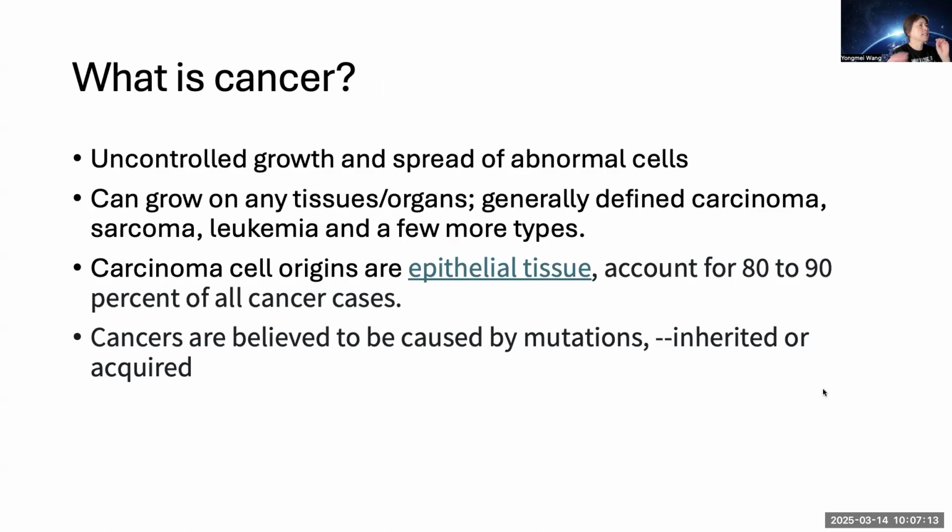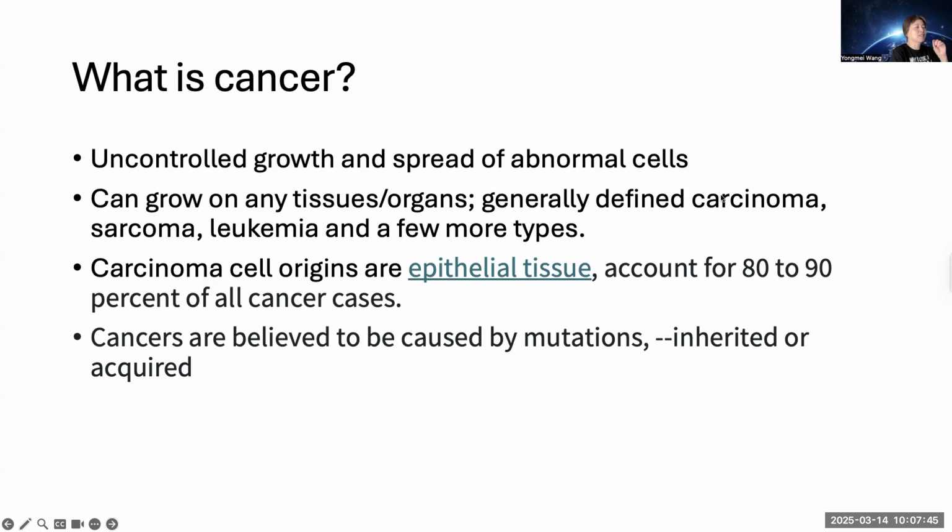Okay, so what is cancer? Cancer is defined as cells that have undergone uncontrolled growth and spread of these abnormal cells. So it can grow in any tissue and organ, right? The naming is also something new to me. Before, I only knew cancer, but as I learned more, I learned that cancers are categorized into carcinoma, sarcoma, leukemia, and a few more types.